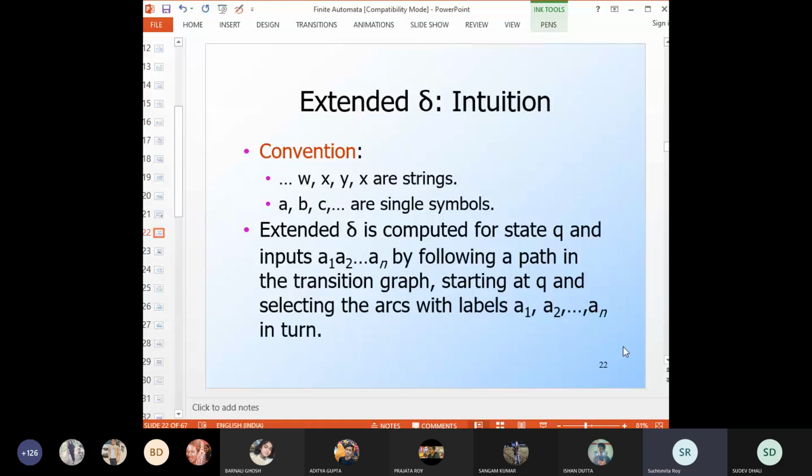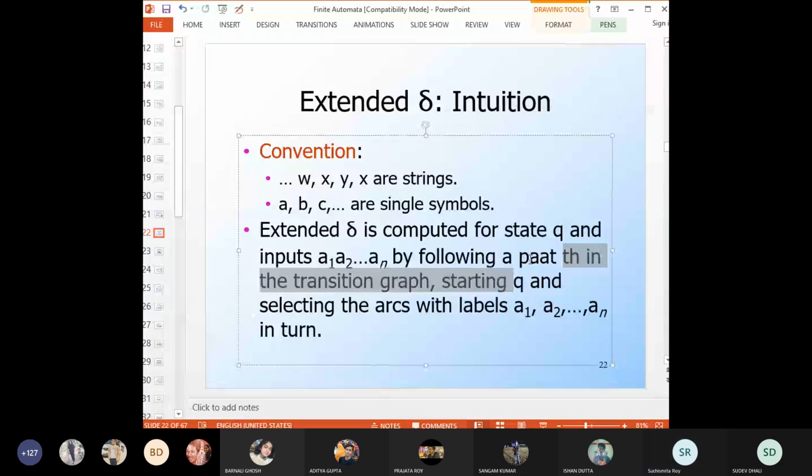And extended delta, or extended transition function, is computed for a state. From a state, given a particular string, which state will you end up in? It is not just by a single transition, but by a series of transitions. So this extended delta defines a path. This is very important, a path. Please note that. This is a path in the transition graph, by selecting a series of arcs.